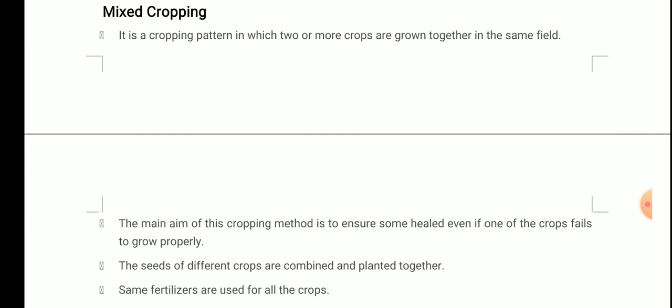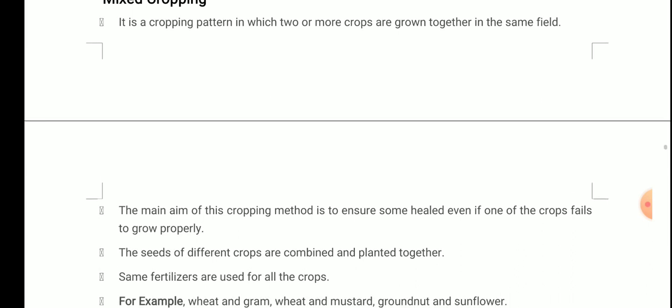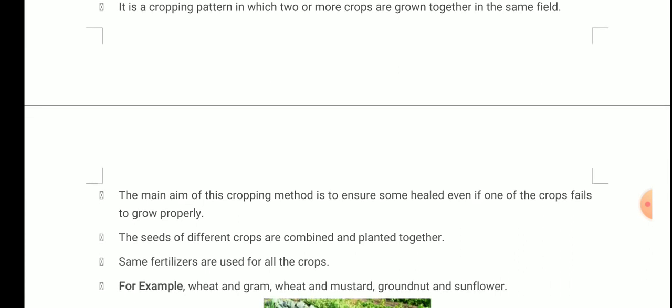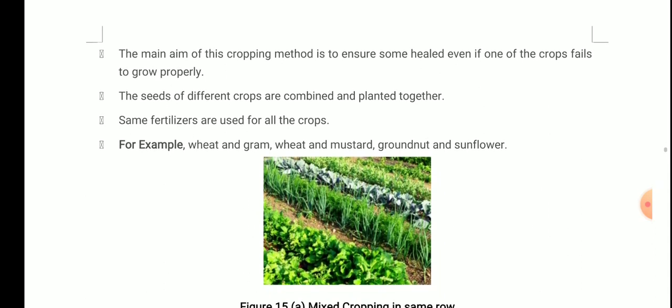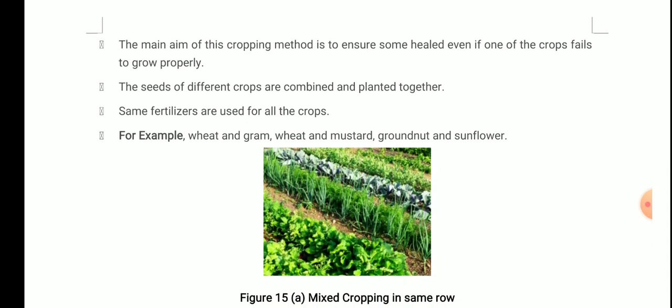The seeds of different crops are combined and planted together. The same fertilizers are used for all the crops. For example, wheat and gram, wheat and mustard, groundnut and sunflower. You can see the figure, mixed cropping in the same row.